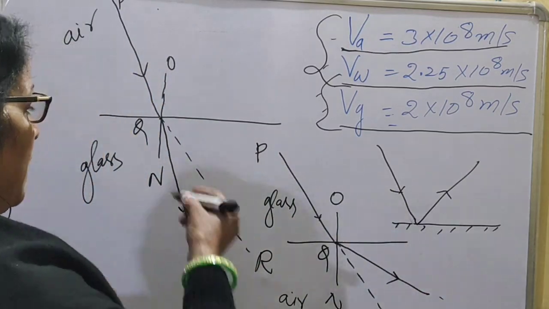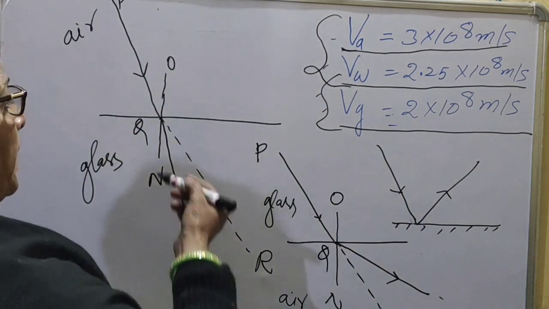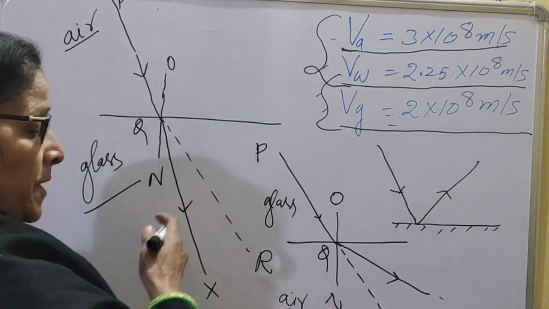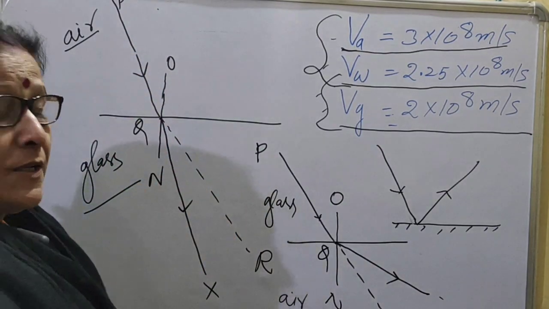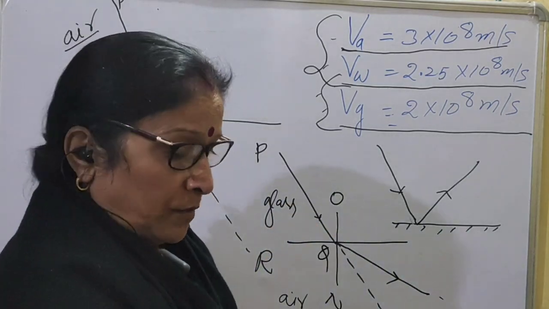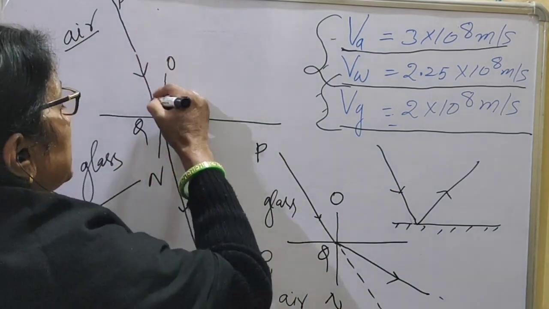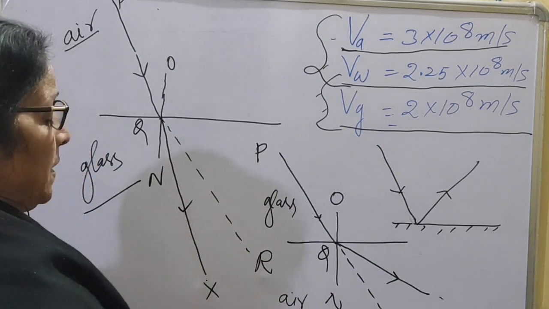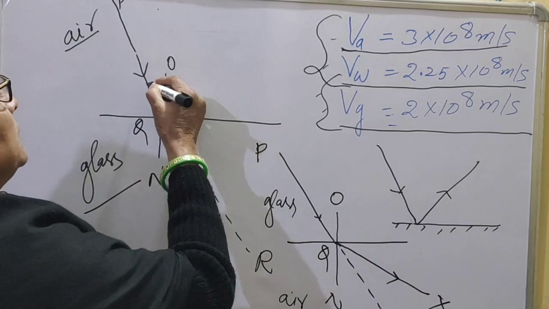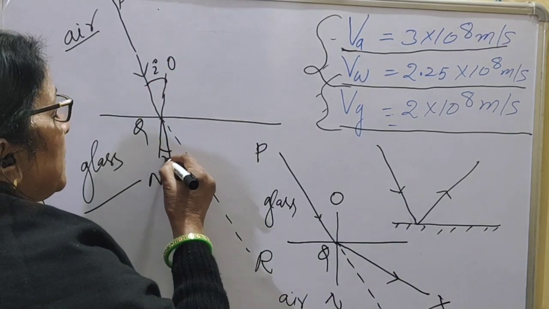So what we see, children, among air and glass, glass is denser and air is rarer medium. So when a ray of light passes from rarer medium to denser medium, it bends towards the normal, and when it passes from denser medium to rarer medium, it moves away from the normal. So here, this will be the incident ray, QX will be the refracted ray, this angle will be the angle of incidence and this angle will be the angle of refraction.